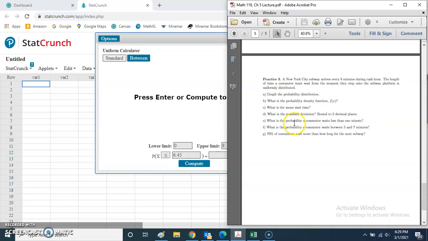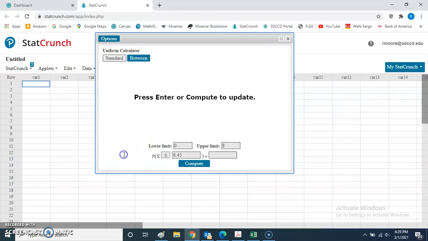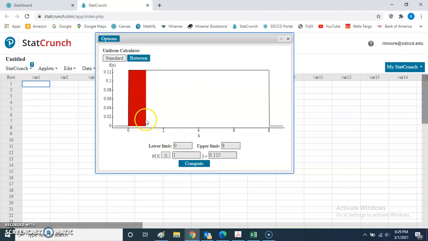What's the probability? There we go. A commuter waits less than 1 minute. Perfect. So we'll go over here. Less than or equal to 1, compute. And there you go. It's cutting off all the people. These are the people who are fortunate enough to wait less than a minute for that next subway. 0.125, which we got before.